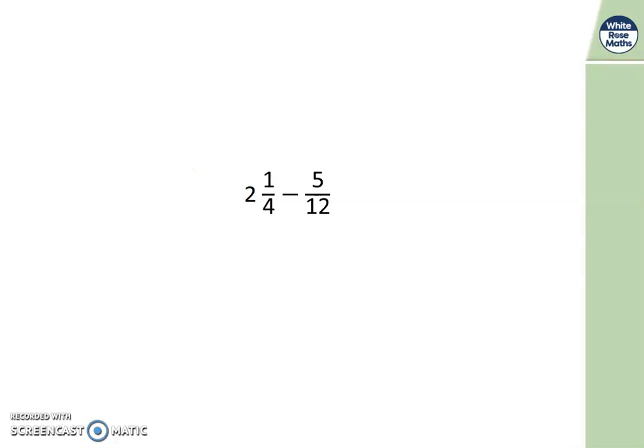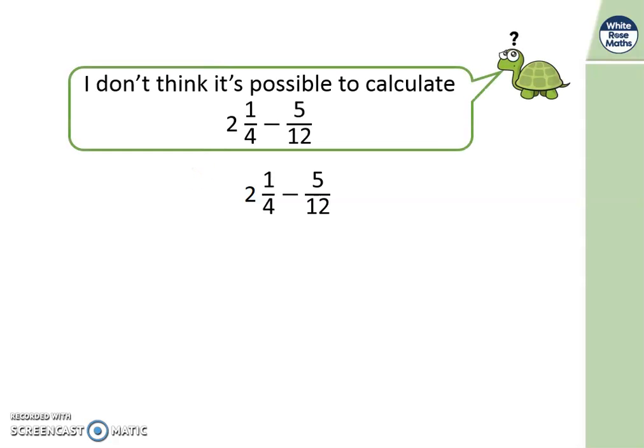Let's have a look at this question. Today our learning is all about something called breaking the whole. Now it sounds a bit fancy, but actually you're going to see it's just where we need to break back into one of the previous whole ones when we subtract. If we look at this calculation, it's not much different to one we've seen last week. We need to make it so the denominators are the same. Now Tiny looks at this and says, I don't think it's possible to do it. Let's see if we can work out why he thinks that.